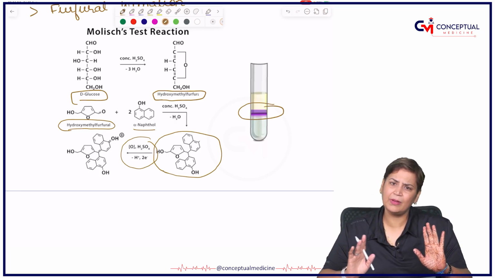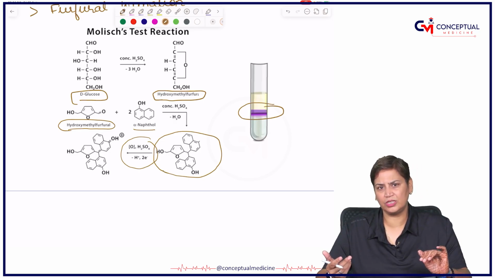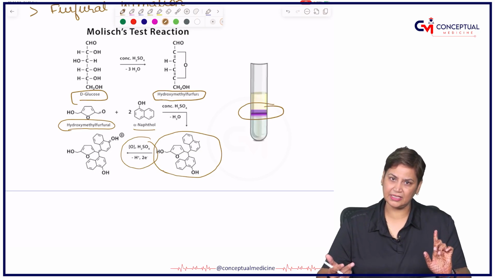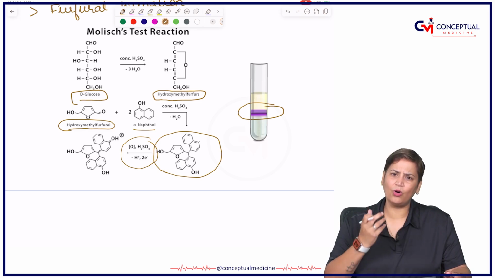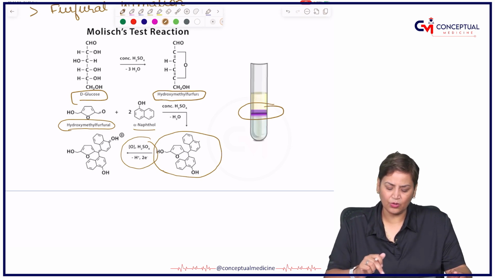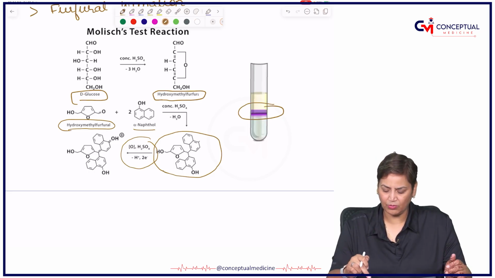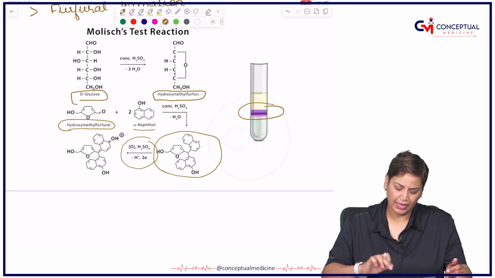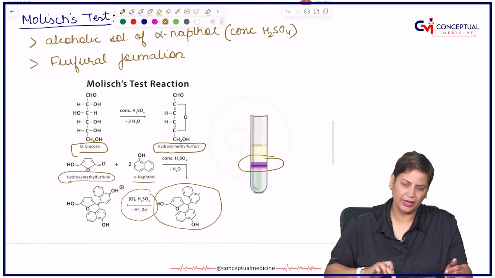Molisch test is given by all carbohydrates. It is not that we are detecting some abnormal constituent in urine. For that, Benedict's test is there. Molisch test is simple. All carbohydrates will undergo oxidation, forming hydroxymethyl furfurals which will condense to form a colored compound in the form of a ring. So this is the Molisch test, confirmatory for all carbohydrates.